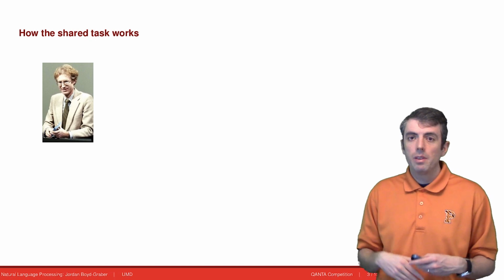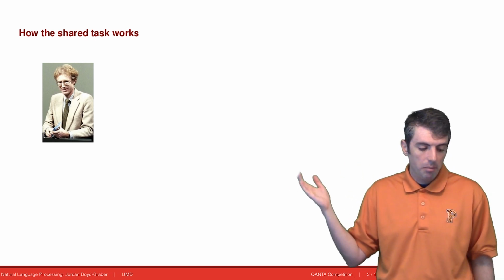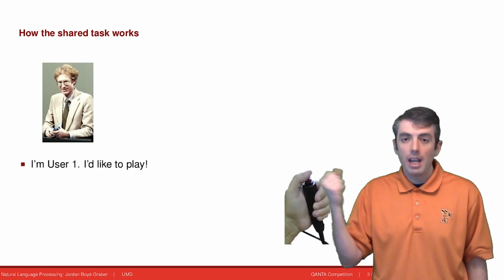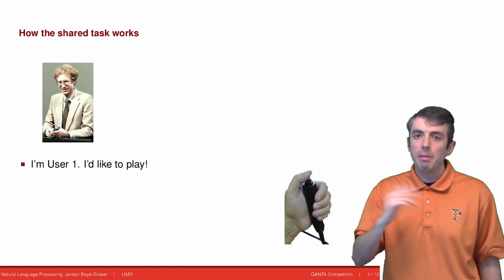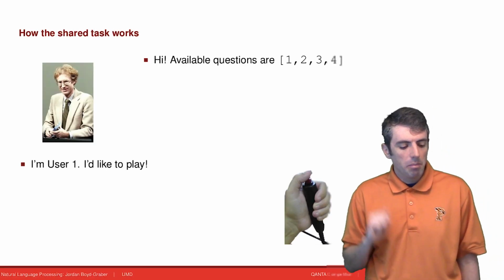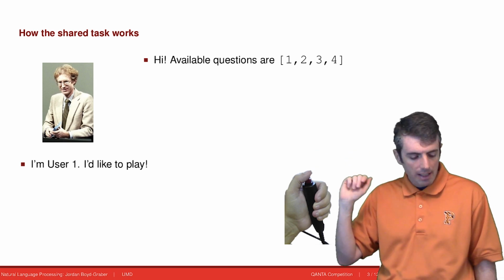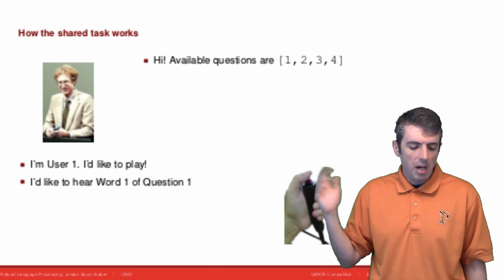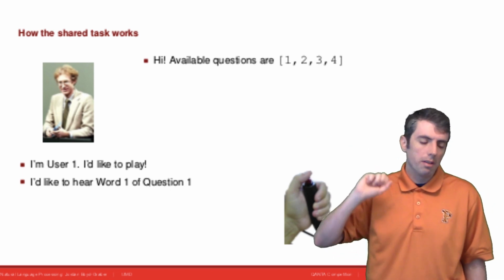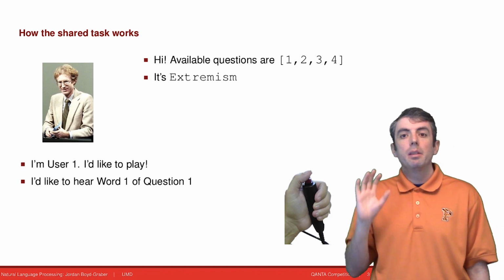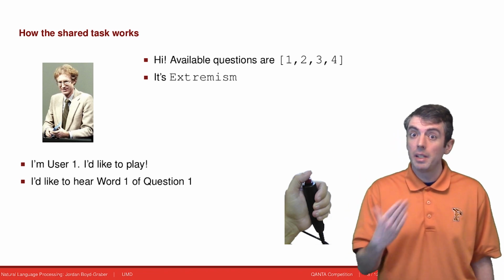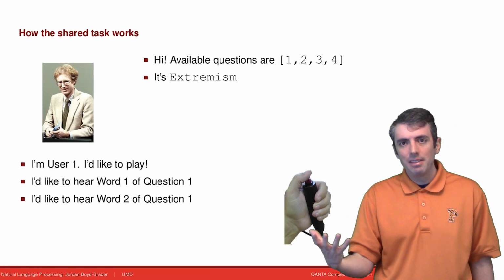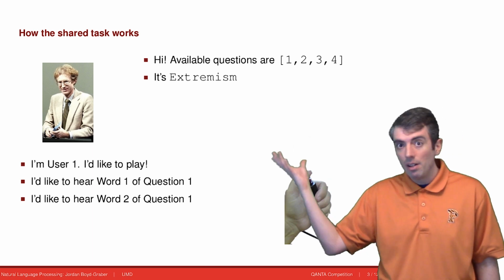So the submitted systems register in the competition, and then the moderator says, "Okay, user 1, I see that you want to play. I'm now going to ask you some questions." And the moderator says, "Alright, I'm going to ask you questions 1, 2, 3, and 4. We start with question 1, and the first word of question 1 is extremism." The submitted system needs to decide, is that enough information for me to answer this question or not? And so they'll say, "No, I don't have enough information to answer, so I'll wait to hear more."